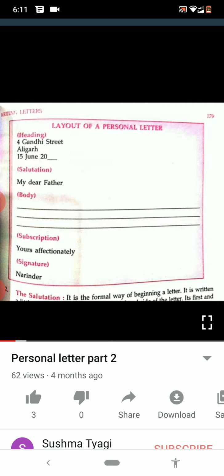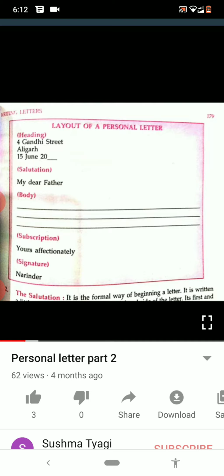Then comes the body of the letter. In the body, whatever matter we want to discuss with our relative or our friend, that matter we have to write. And then downside, it's the subscription. In the subscription, you have to write yours lovingly, yours affectionately, your loving son, your loving daughter, and then the signature downside, means the name of the writer in his or her own hand. Okay, so it is the format of the personal letter.